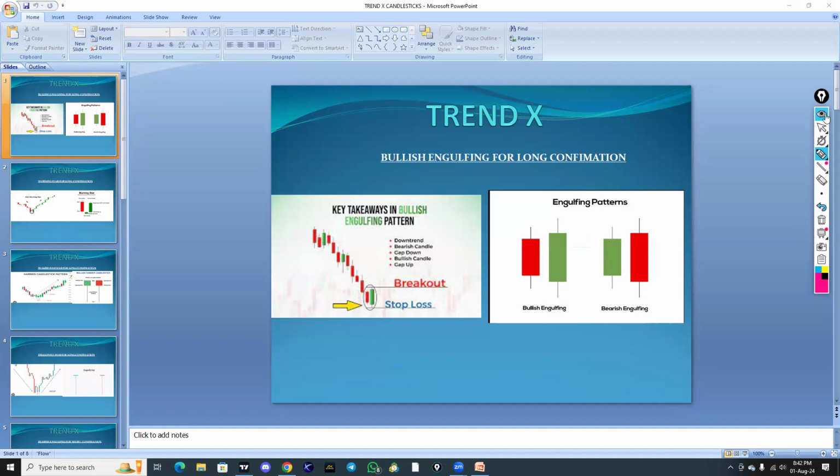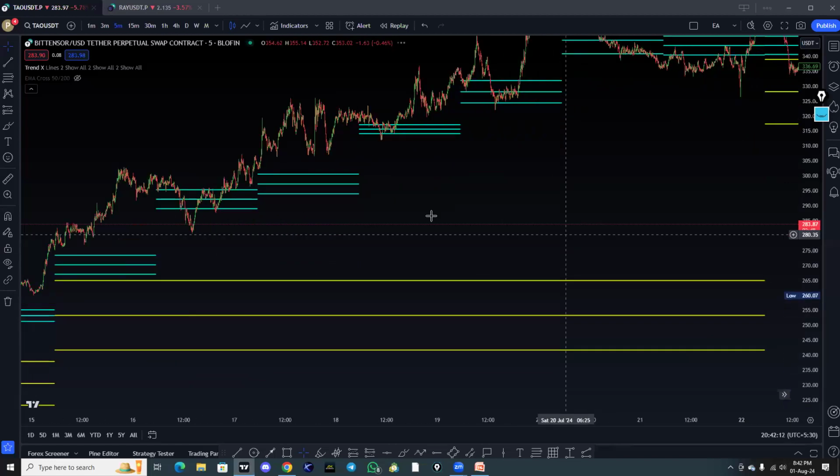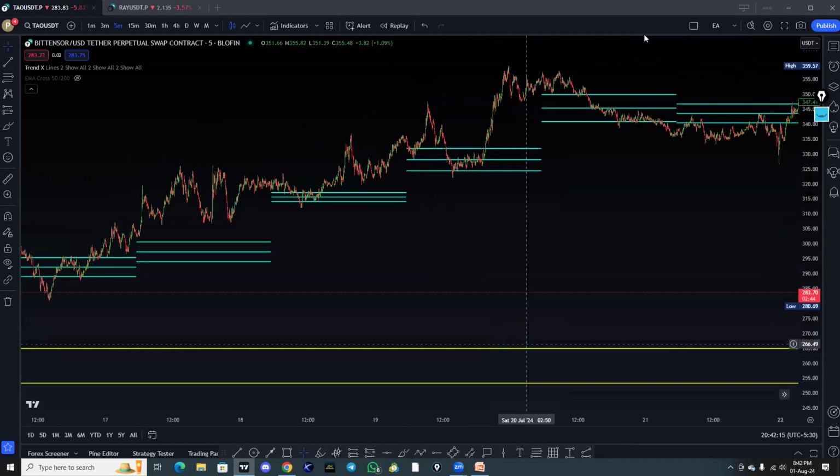So this is the first candle. Remember, this is a very interesting topic. Now I'll show you how the trend bullish engulfing looks. Maybe you can see different types of bullish engulfing.